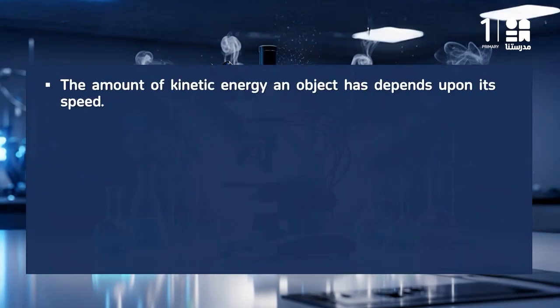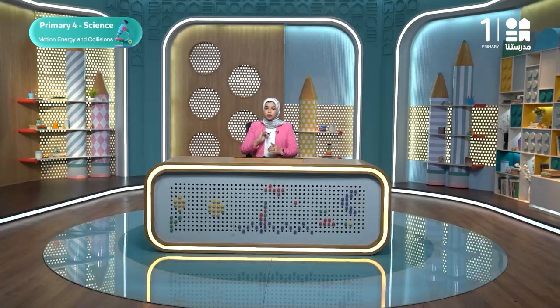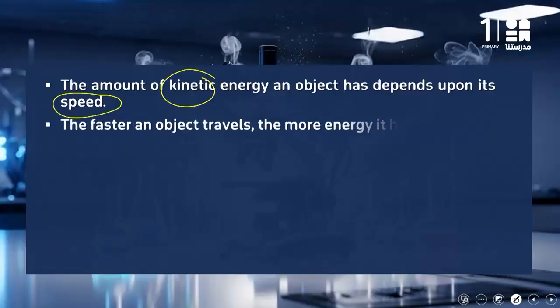Now, remember when we said the amount of kinetic energy an object has will depend on its speed. Again, the speed and the kinetic energy are directly proportional. What's the meaning of directly proportional? It means they are friends. If one of them increases, the other will increase. If one of them decreases, the other will decrease. So, the faster the object travels, the more kinetic energy it has.